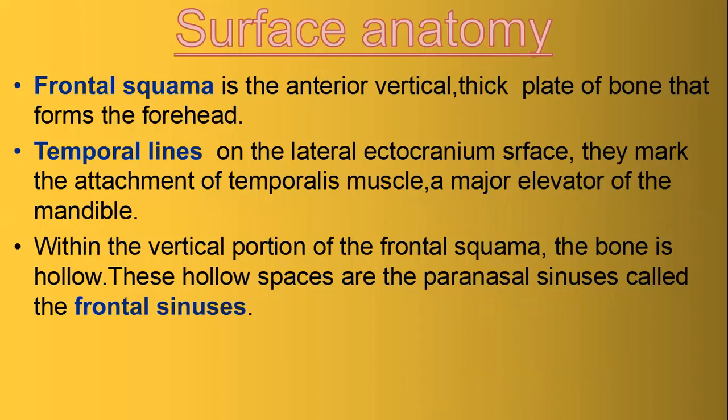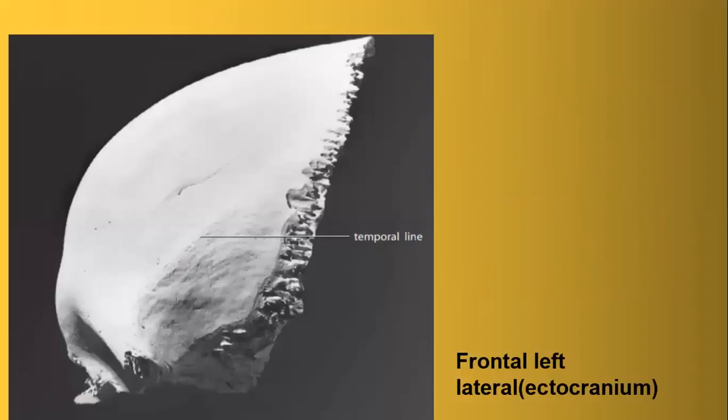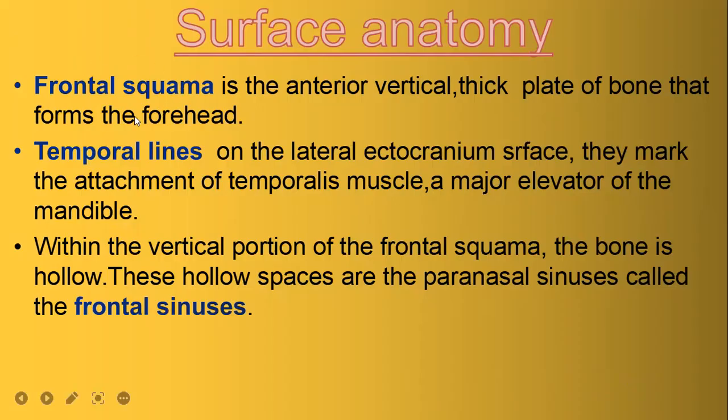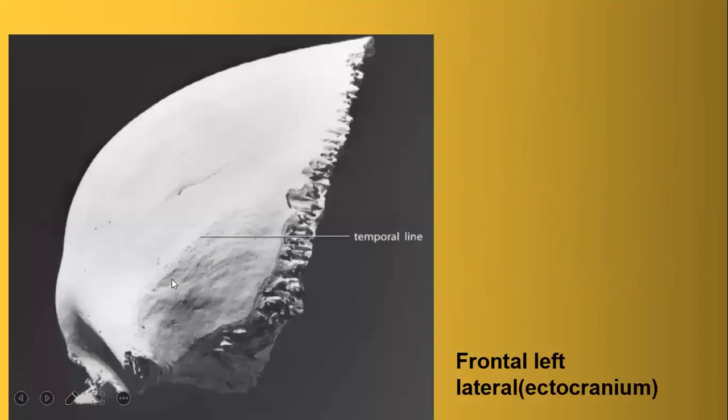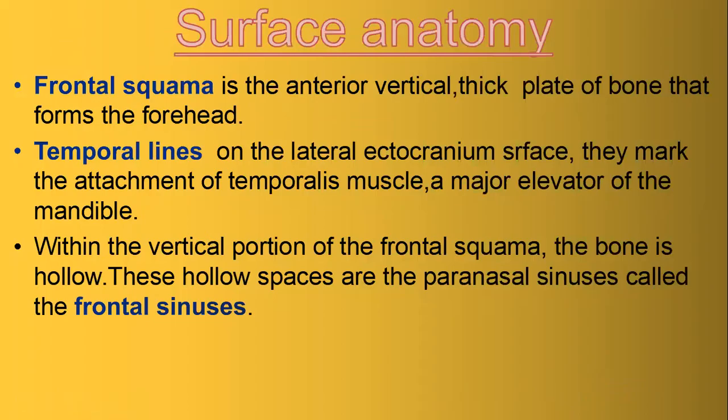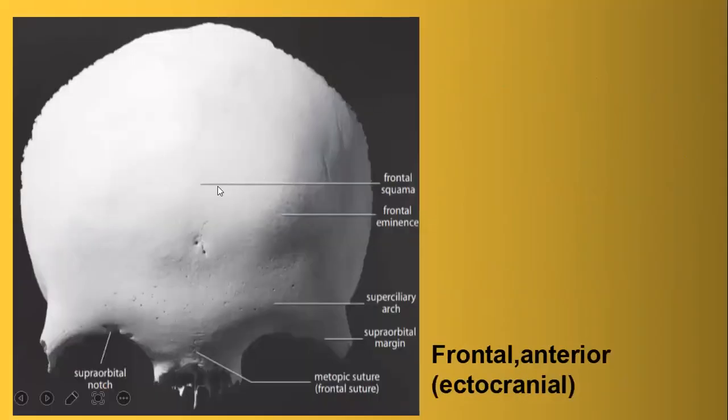Within the vertical portion of the frontal squama, the bone is hollow, and these hollow spaces are the paranasal sinuses called the frontal sinuses. We did discuss the sinuses within the skull, or the paranasal sinuses, and I think you still do remember. So let's consider these specific structures and check where exactly they are found. For the temporal lines, as you can check from my image, we have the temporal line right here. Then we have the frontal squama, which is the main part of this bone.